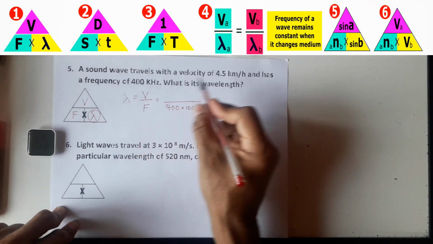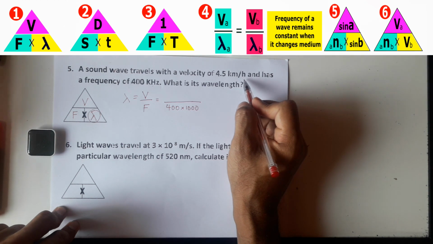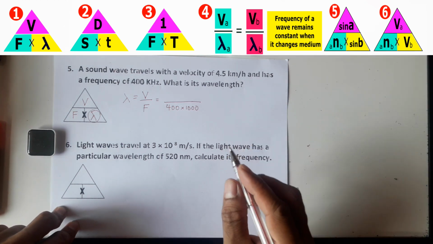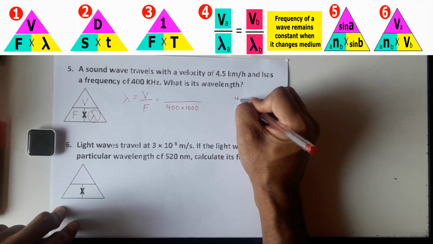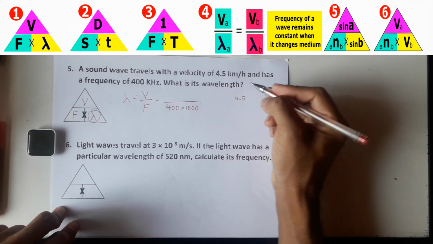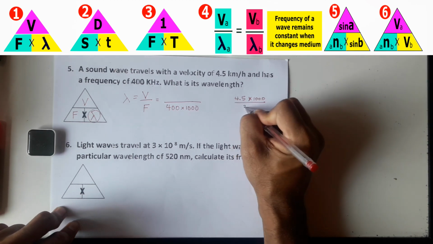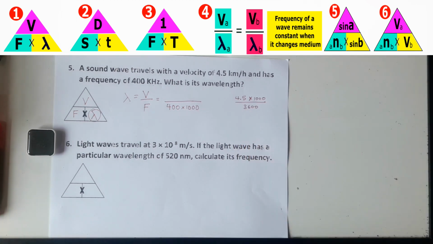Now the velocity is in kilometers per hour. Now how do you convert kilometers per hour to meters per second? To convert the 4.5 kilometers per hour, you have to multiply by 1,000 and then divide it by 3,600.